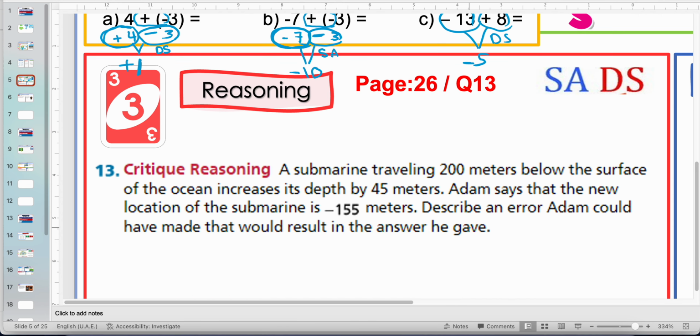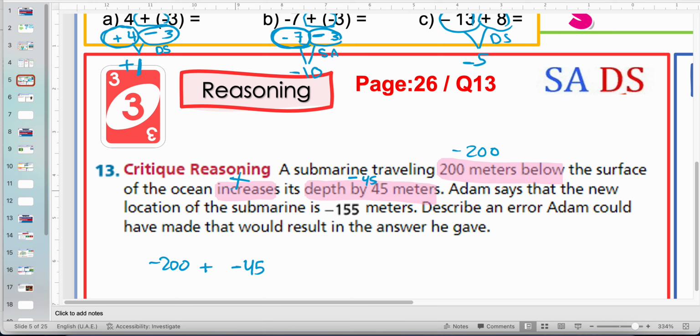So let's do this question. A submarine is traveling 200 feet below the surface of the ocean. It increases its depth by 45 meters. So it was 200 below the surface, so it's negative 200. Then it increases its depth by 45 meters, more depth, another 45 meters below surface. So basically I have to combine these: negative 200, plus 45 in depth, which is again below surface.